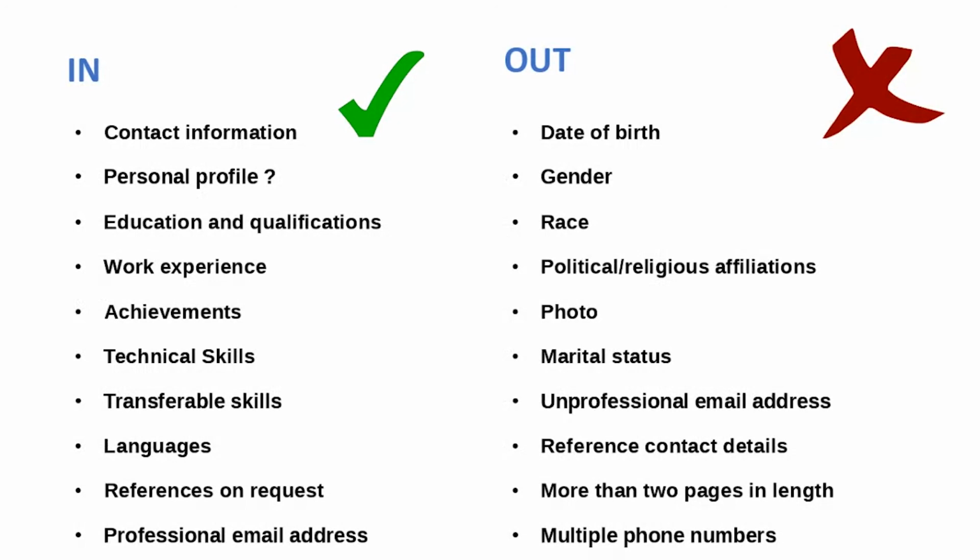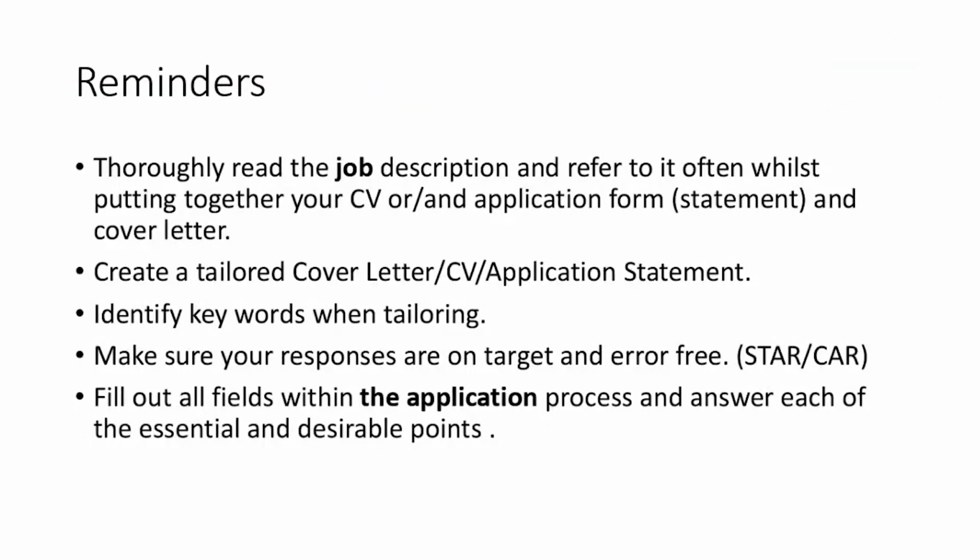What's in, what's out on a CV? Your date of birth on a UK CV, we don't want to see. Same thing as gender, race, political, religious affiliations, photo. We don't want to see any of that. Marital status and professional email address. No. Reference contact details. All you need to do now these days for your security, actually, and security of your referees, is to put available on request. That's all you need to do. It shouldn't be more than 2 pages in length, and you shouldn't have more than 1 telephone number.